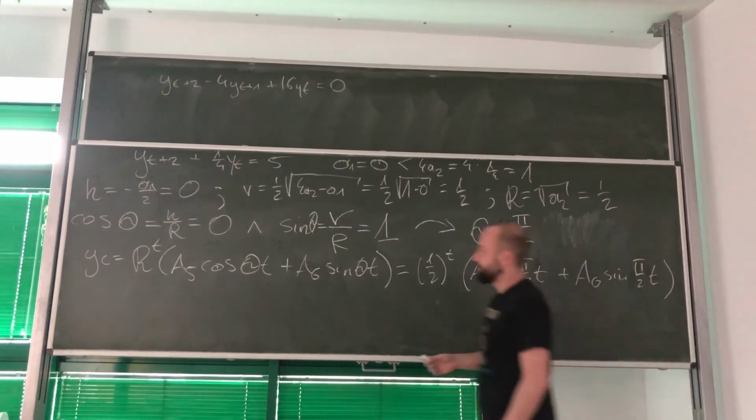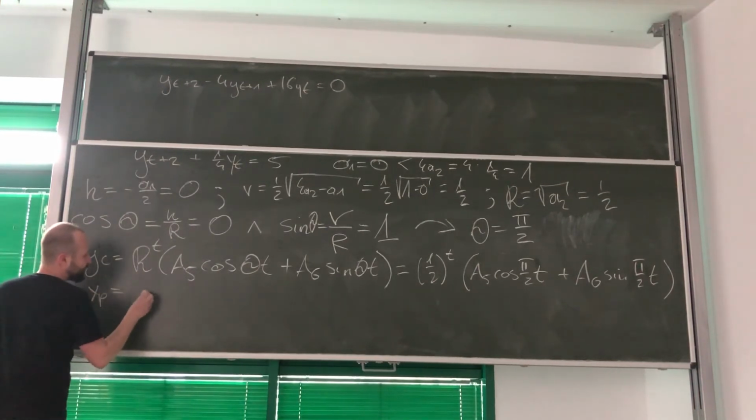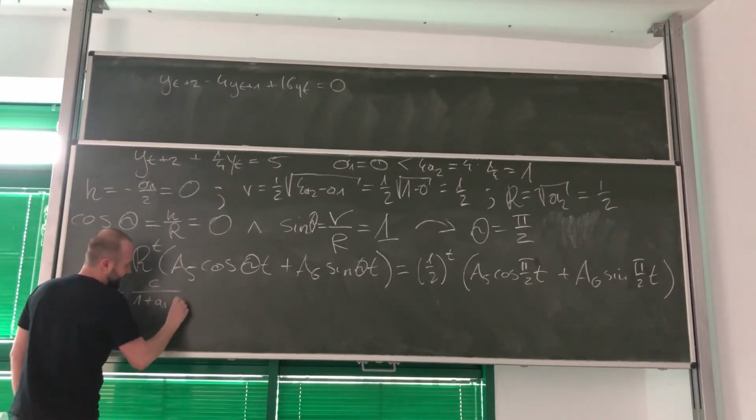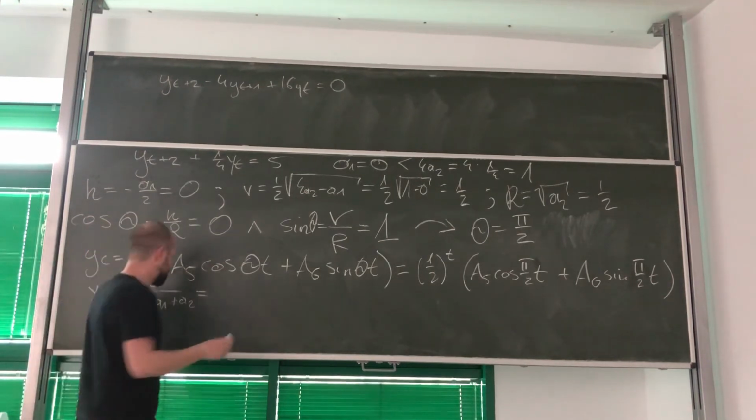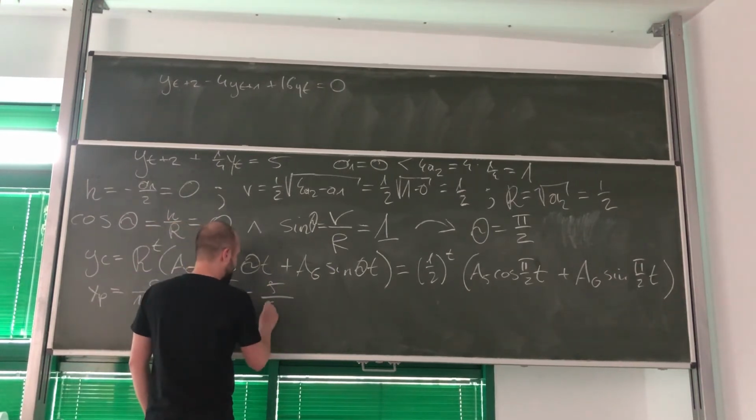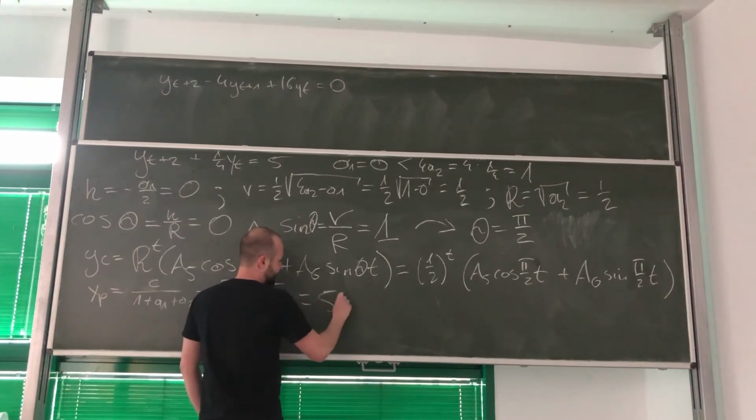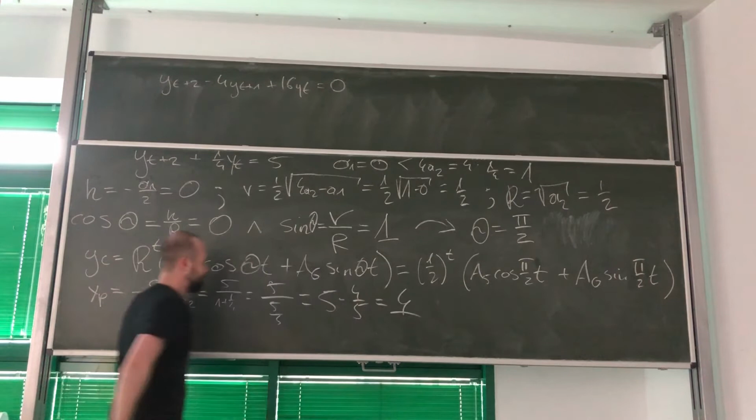Okay, now we need to find a particular solution, which is given in this case simply by c over 1 plus a1 plus a2, which in this case gives us 5 over 1 plus 1 over 4, or 5 times 5 over, divided by 5 over 4, which gives us 5 times 4 over 5, or 4.